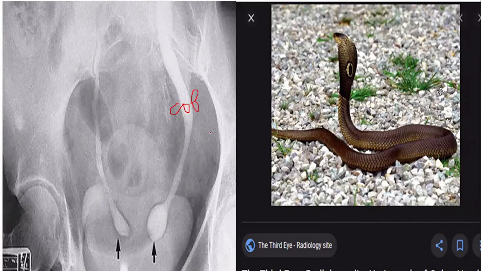So, the congenital anomaly, cobra head, in the board exam, it appears in the medical board exam, cobra head deformity of the distal portion of the ureter. When you see that one in ultrasound or in an IVP, you can see that in ureterocele. Ureterocele. Okay, cobra head. Okay. Ureterocele. Next.